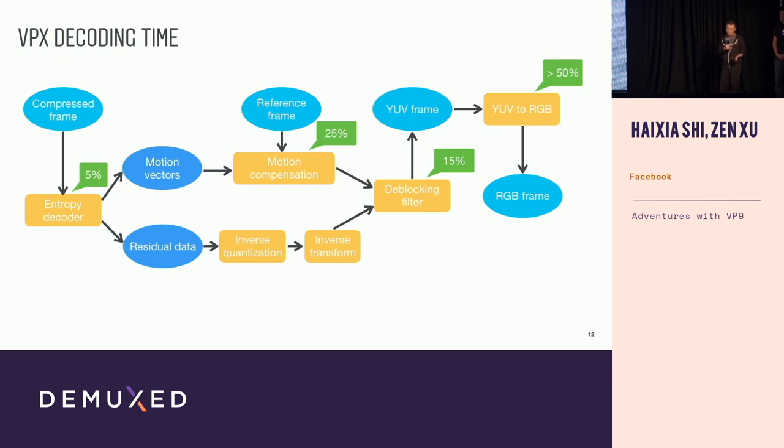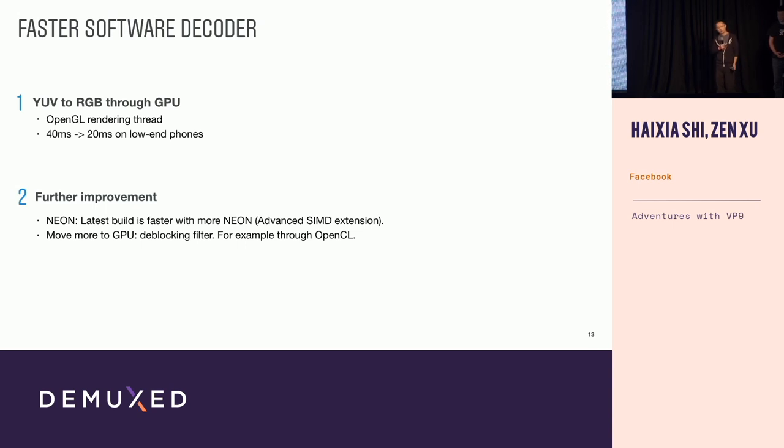Since the YUV to RGB conversion is the slowest portion, we worked on converting the CPU-based converter to a GPU-based one. Since the GPU is a lot faster at this kind of computation, and it can also run in parallel with the CPU, this can reduce the time on this portion almost to zero. So with the faster YUV to RGB converter, we can reduce the decoder time from 40 milliseconds to 20 milliseconds. This is the per-frame decoder time on low-end Android phones.